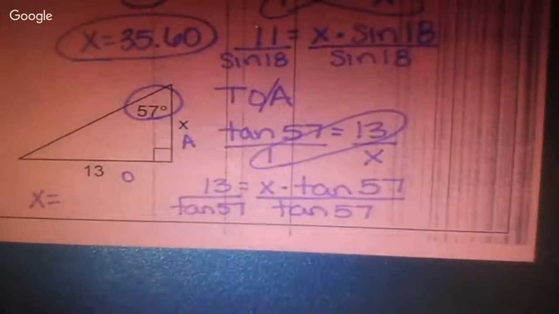I got 8.44. Wait, how do we know it's going to be 13 over X? How do you know the 13 goes on top and the X goes on the bottom?